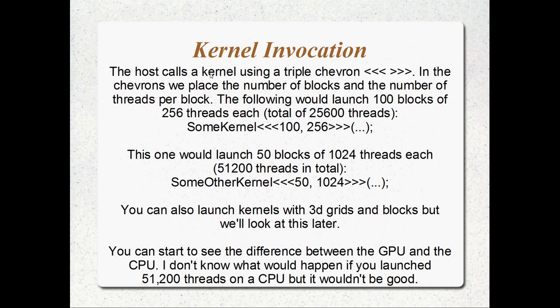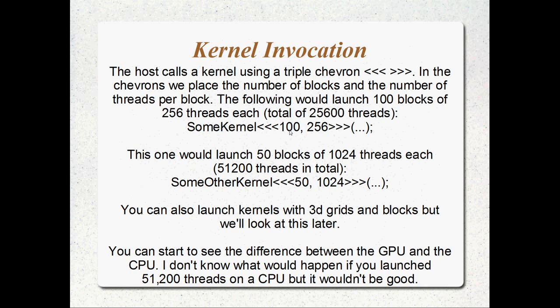Anyway, kernel invocation. The host calls a kernel using the triple chevron notation. Chevrons are just the less than and greater than symbols, so less than, less than, less than, then the launch configuration, then greater than, greater than, greater than. Inside the chevrons we place the number of blocks and the number of threads per block that we want to run the kernel. The following would launch 100 blocks of 256 threads each for a total of 25,600 threads.